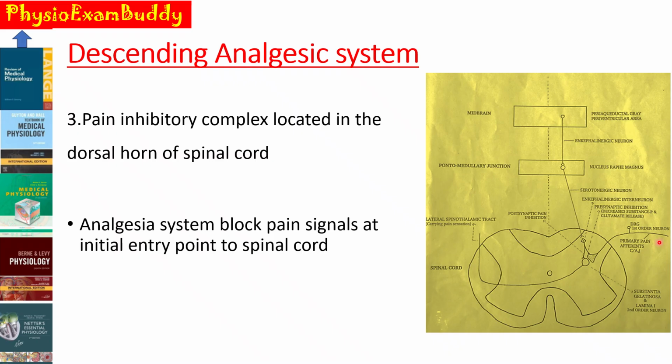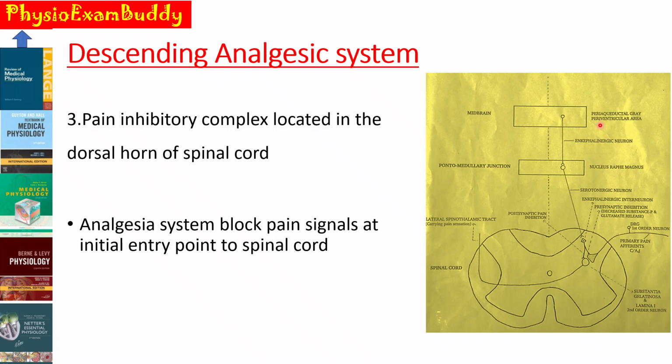This is our lateral spinothalamic tract, which carries the pain fibers, both the fast pain as well as the slow pain, entering into the dorsal horn of the spinal cord. So this descending analgesic system sends fibers into the pain inhibitory complex, located in the dorsal horn of the spinal cord. At this point, the pain signals coming through the lateral spinothalamic tract get blocked by our descending analgesic system, that is coming from the periaqueductal gray, periventricular area as well as the nucleus raphe magnus.